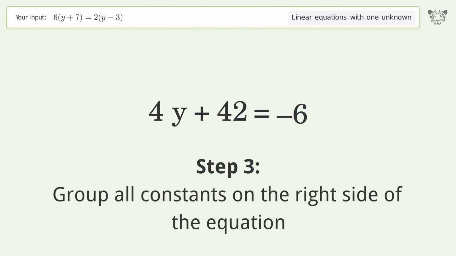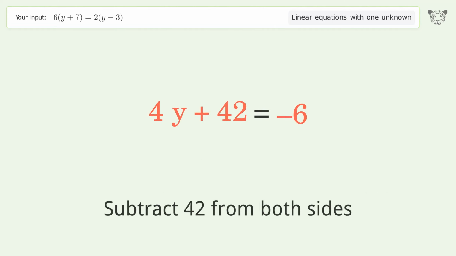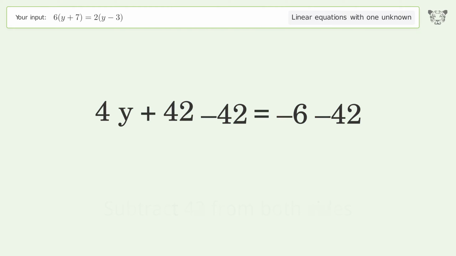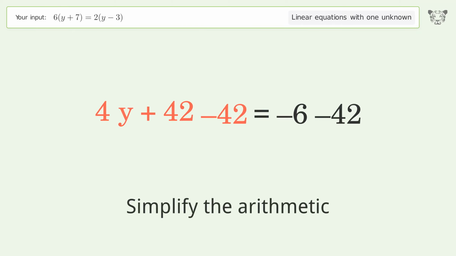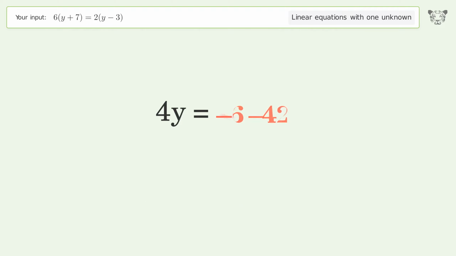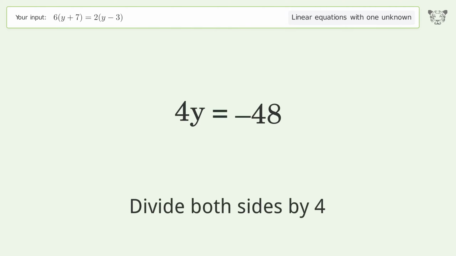Group all constants on the right side of the equation. Subtract 42 from both sides. Simplify the arithmetic. Isolate the y. Divide both sides by 4.